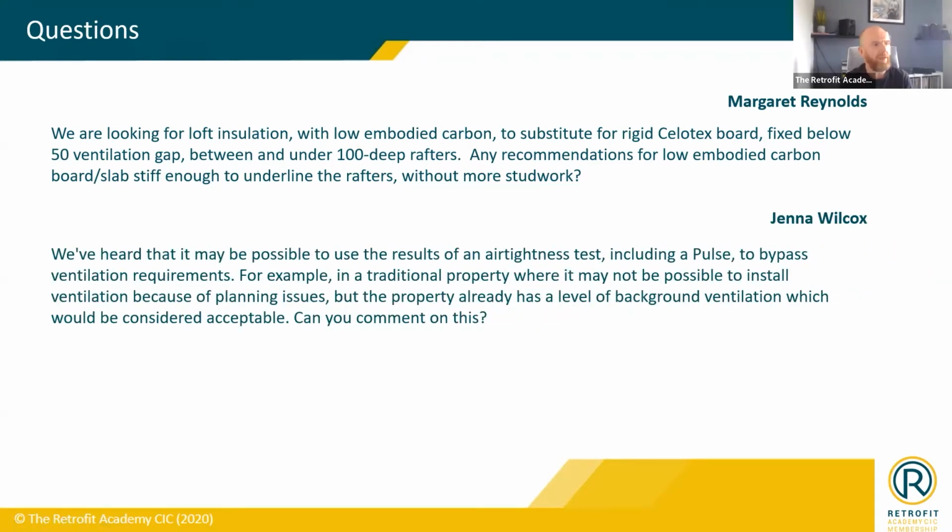We've heard that it may be possible to use the results of an air tightness test, including a pulse, to bypass ventilation requirements. For example, in a traditional property where it may not be possible to install ventilation because of planning issues, but the property already has a level of background ventilation which would be considered acceptable. Can you comment on this, please?